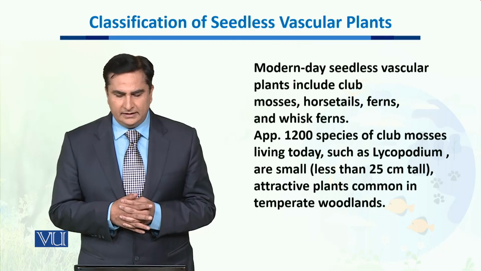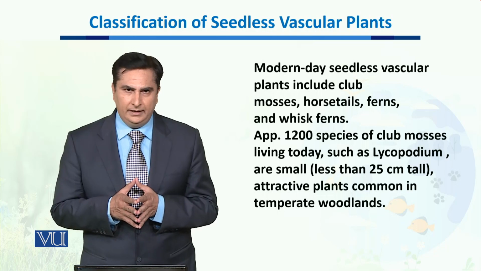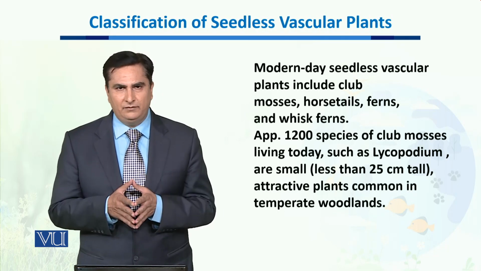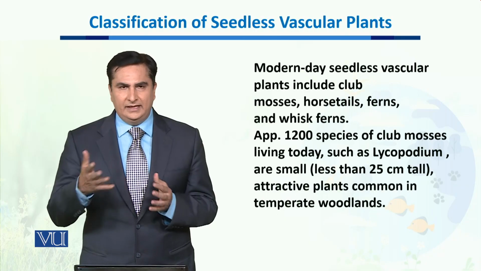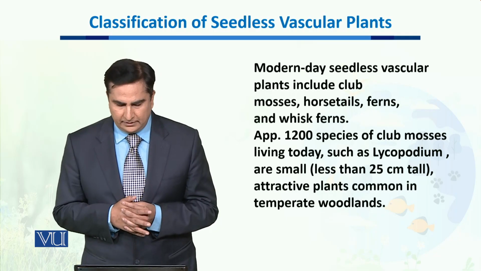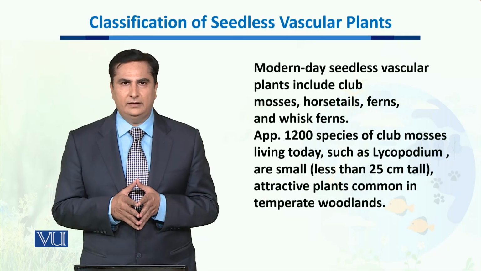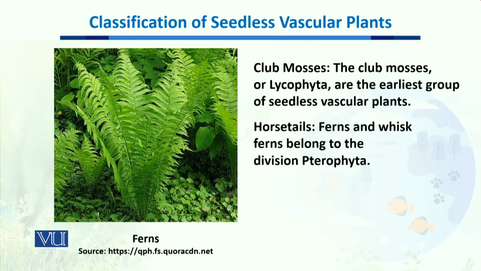Approximately 1,200 species of club mosses, including Lycopodium, exist even today, and their sizes are comparatively small. For example, the size of Lycopodium is less than 25 centimeters, and they are commonly and abundantly found in temperate woodlands. Now, when we talk about these club mosses, they are the earliest group of seedless vascular plants. They were present in the beginning of the evolutionary history when plants acquired vascular tissues.